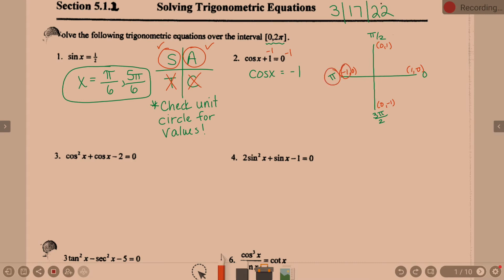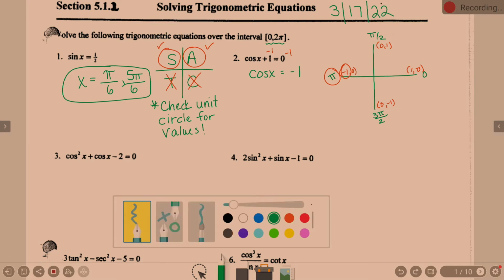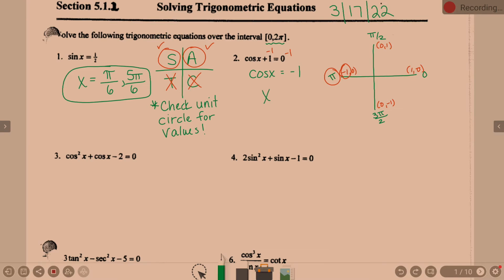And that's happening here at pi. Does it happen at a second angle? And it does not. So in this case, you just have one answer. Cosine x will equal negative 1 at pi. Now, if we were asking where cosine would equal 0, then we'd have 2 answers. But since it was negative 1, there was just one answer.